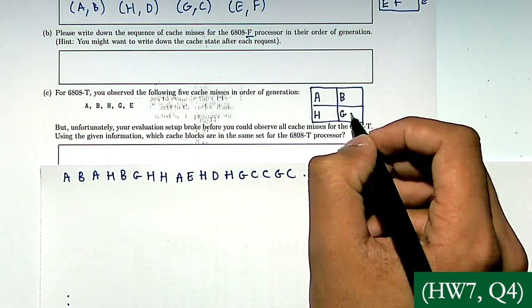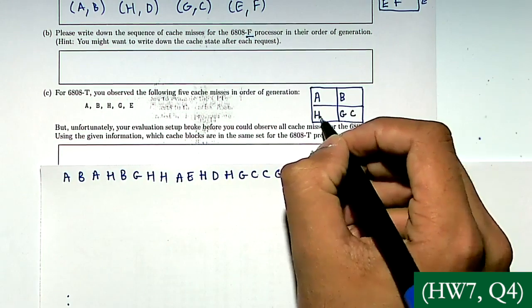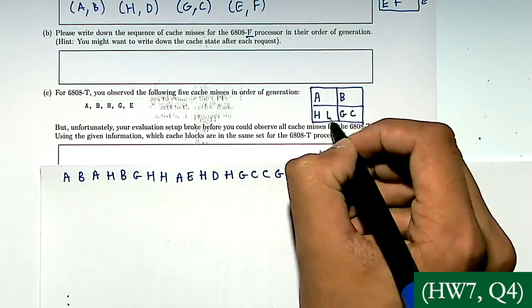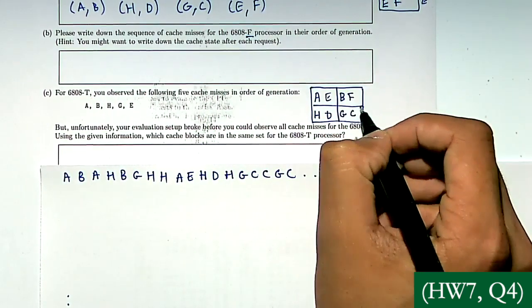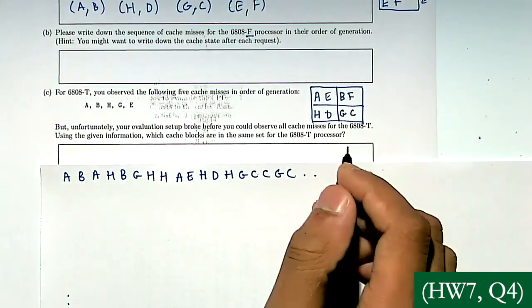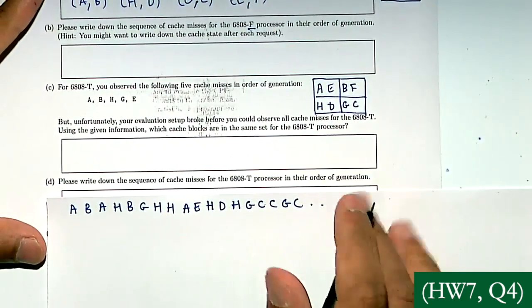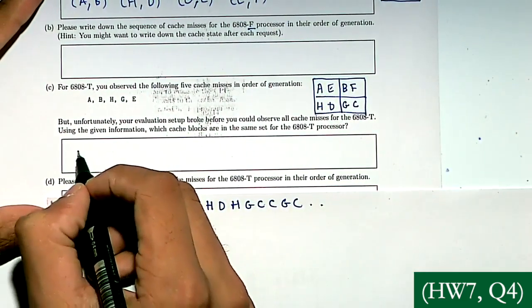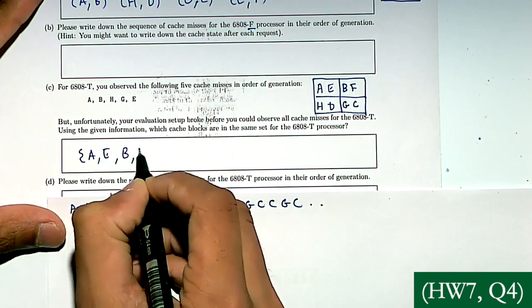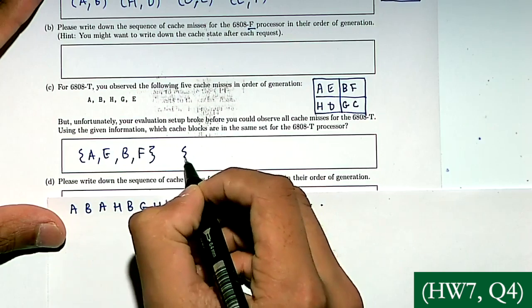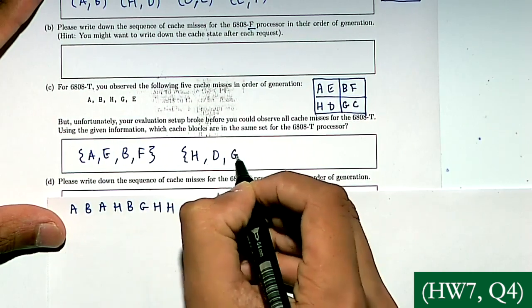And so that means C is also here. And H is paired with D, so D also maps to the set. And then the only pairing left is E and F, which have to go here. So that basically gives us our different sets. So we know the cache blocks that map to these sets are then A, E, B, F, and then H, D, G, C.